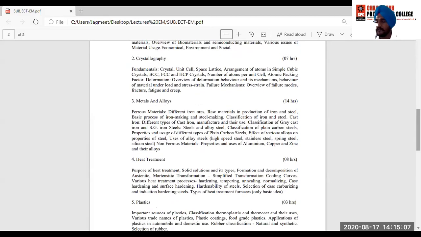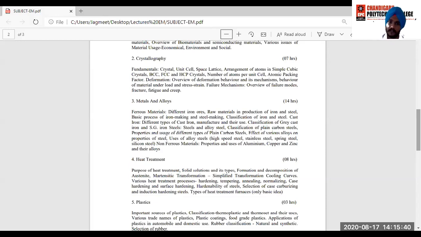Second chapter is crystallography. We will discuss the crystal, unit cell, space-lattice, arrangement of atom in simple cubic crystal, BCC structure, what is FCC structure, HCP structure, number of atom per unit cell, atomic packing factor, what is deformation, behavior and mechanism, behavior of material under load and stress strain curve, how can we draw the stress strain curve under different loading conditions. So all these we will discuss in chapter number 2.